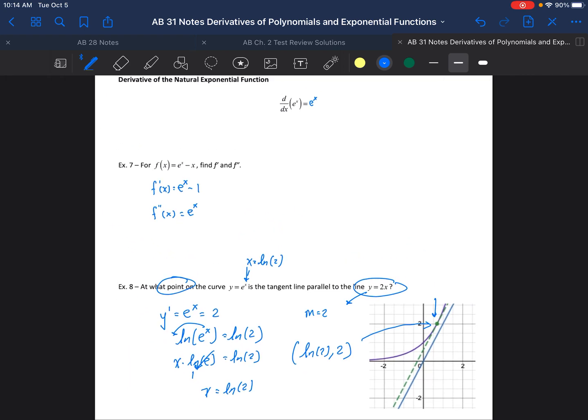Isn't that happy? All right, try it out, take a look, come into class with any questions, and we're going to play around with this next time.